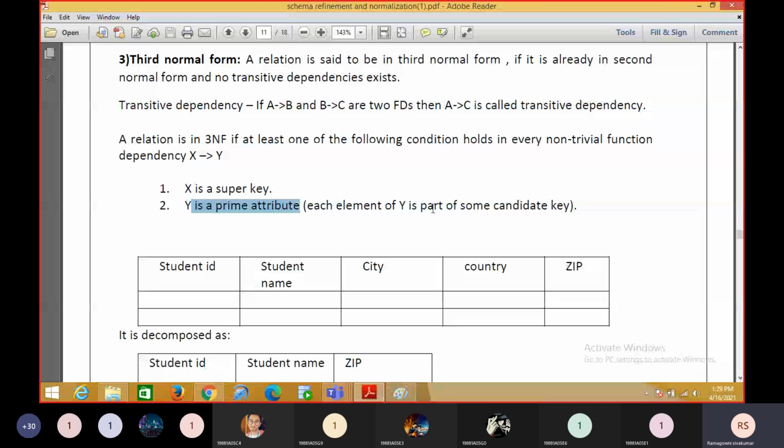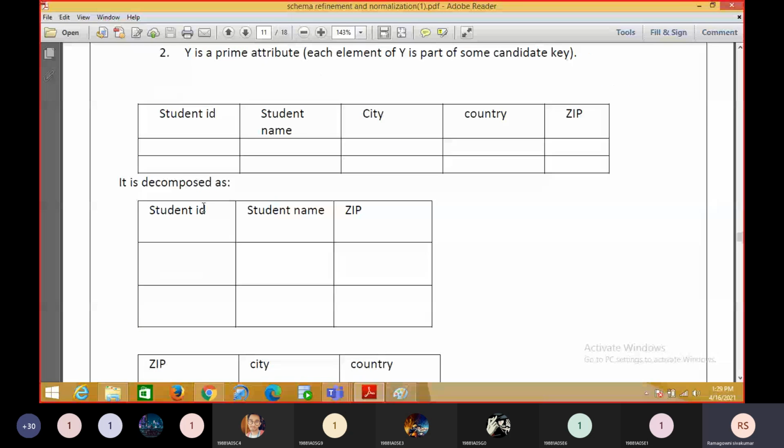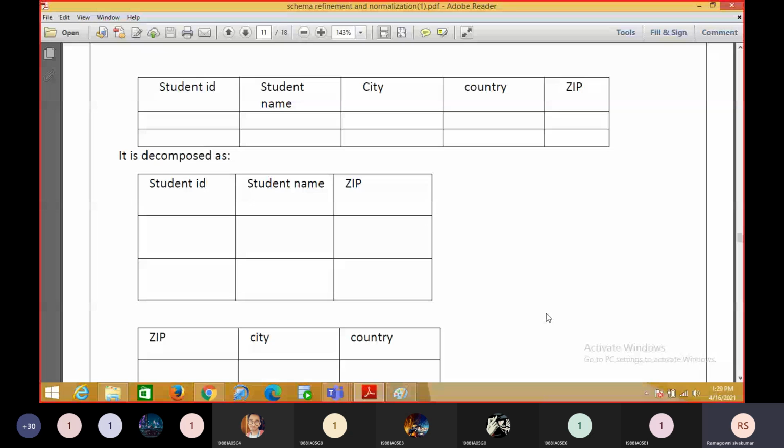Then I can decompose this table into the below tables. Student ID, student name, city, country, zip. So student ID, student name, zip is one table, and zip, city, country is another table. I can decompose it like this. In tomorrow's session we will see the fourth normal form, fifth normal form, and the remaining concepts.